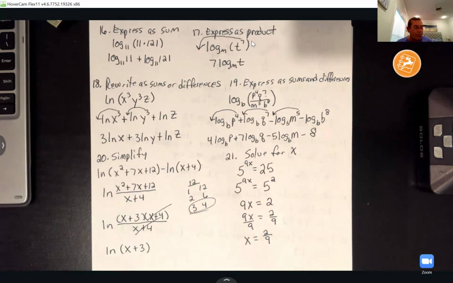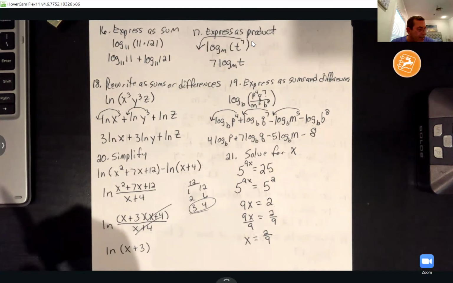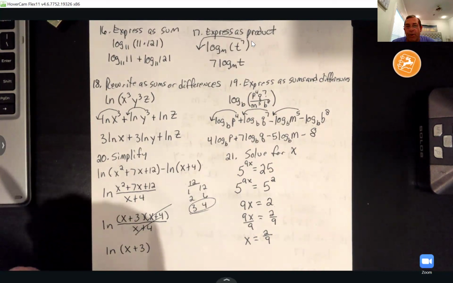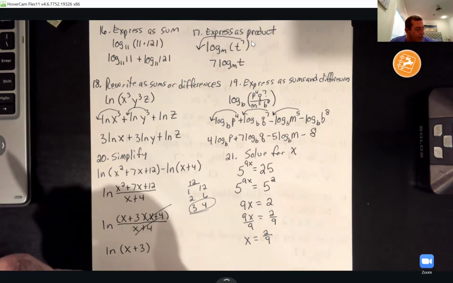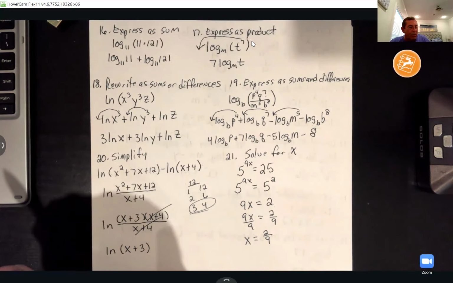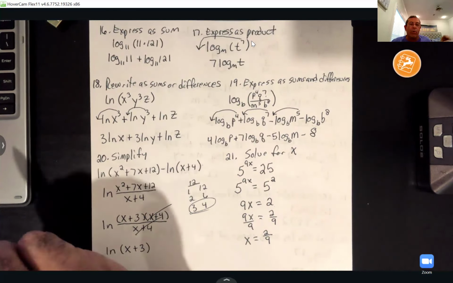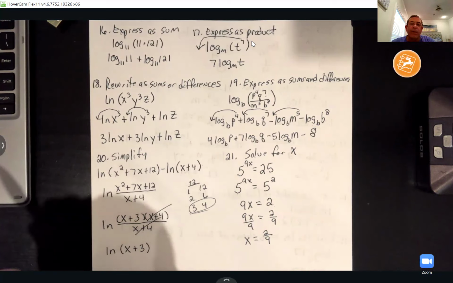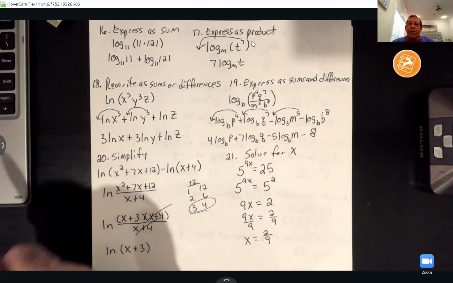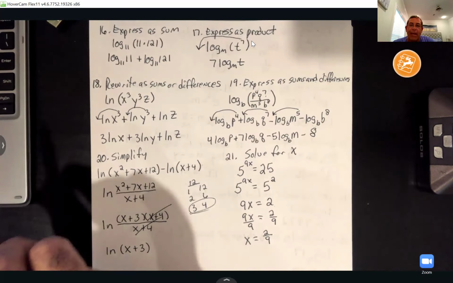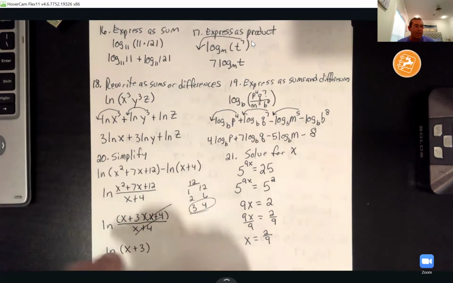And y'all, I'm going to tell y'all the truth. They're going to have a choice that says the solution is not a real number. On these equations, 21, 22, 23, 24, and 25, if you choose the solution is not a real number, you're going to miss it. Do not click that. All of these will have a solution, okay?